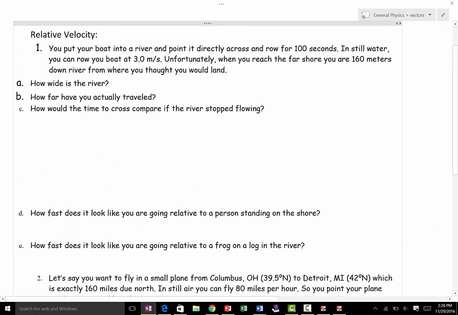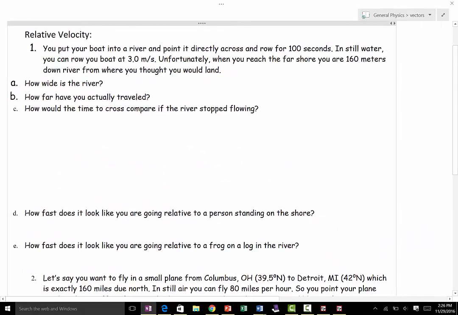Alright, so first question: I put a boat in a river and pointed it directly across and row for 100 seconds, and in still water, I can row my boat at 3 meters per second. Fortunately, when you reach the far shore, you realize that you're 160 meters downriver from where you thought you would land. So the first thing I'm going to do is draw a little picture of what this situation is going to look like.